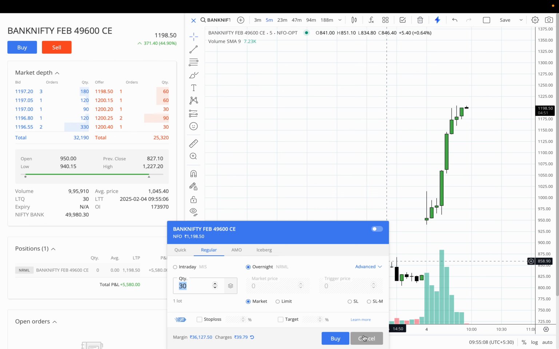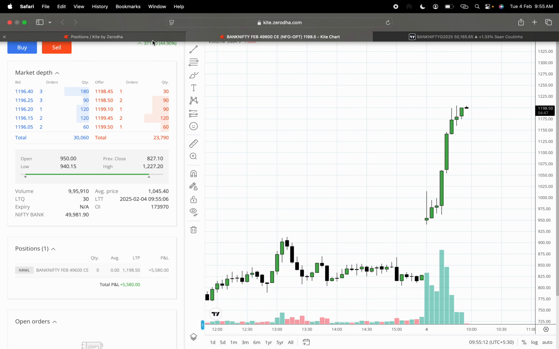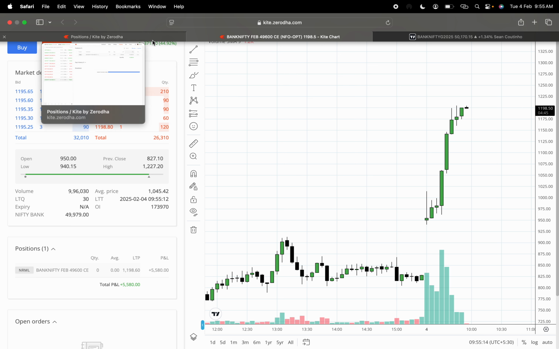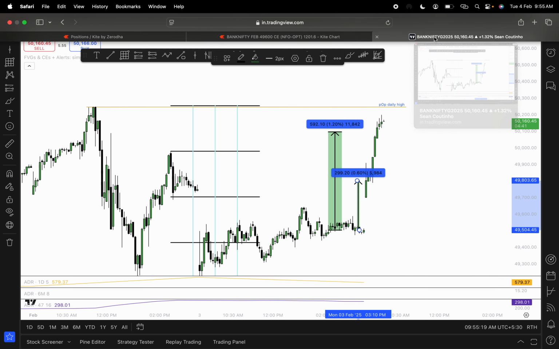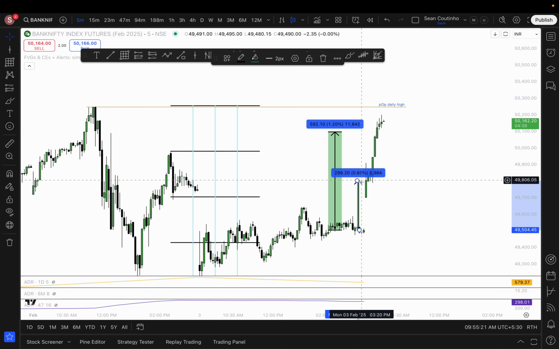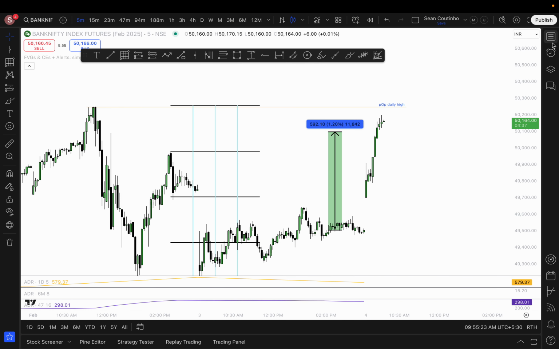Okay, so again, you can buy it for 30,000, but considering the risk involved, I don't think anyone should buy options if they have capital less than 1.5 to 2 lakhs. Okay, and obviously this involves a lot of risk. Please consult a financial advisor.